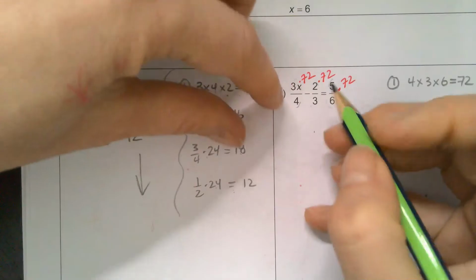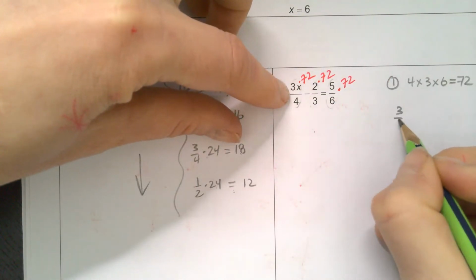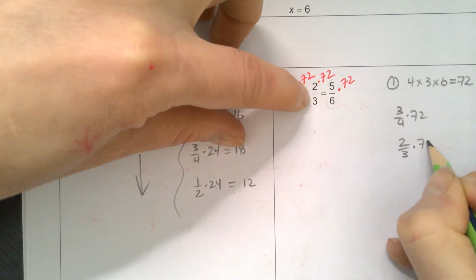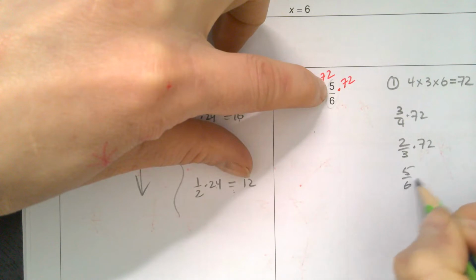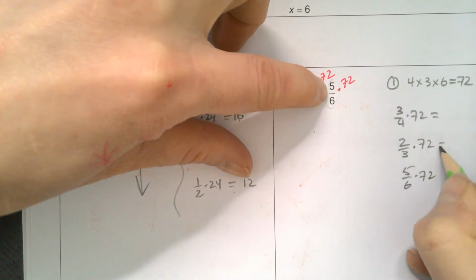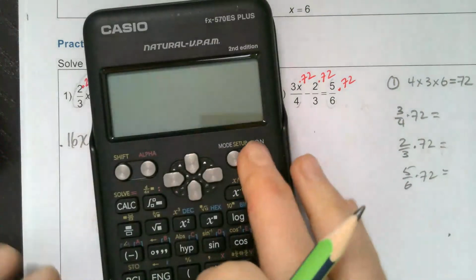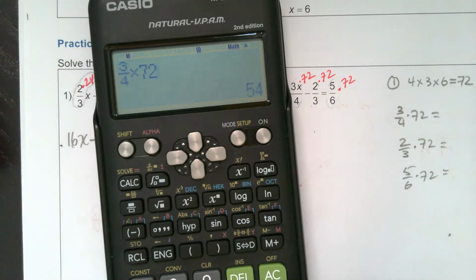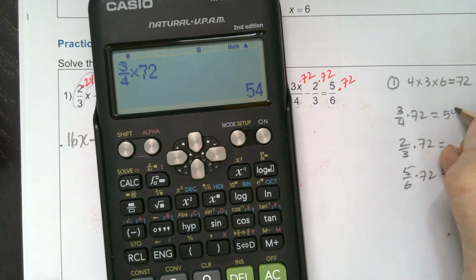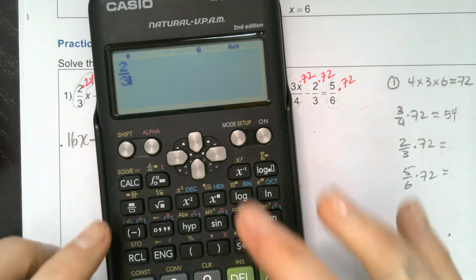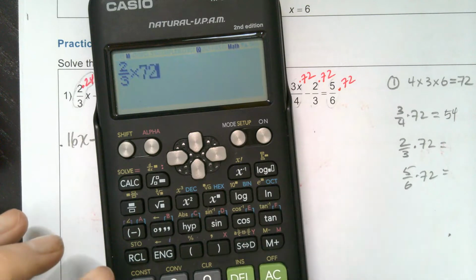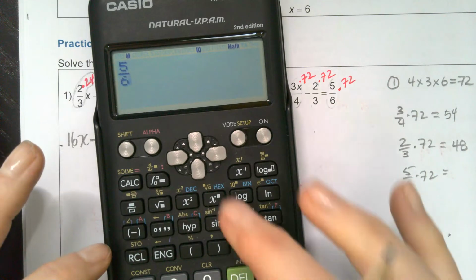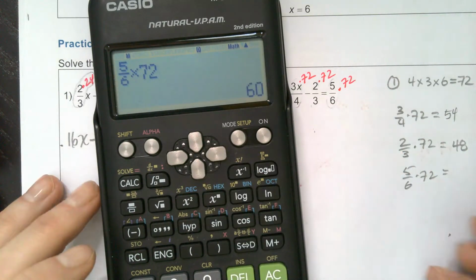There's not very much space, so I'm going to write it over here. So 3 over 4 times 72, 2 over 3 times 72, 5 over 6 times 72. So let's use our calculator. 3 over 4 times 72, 54. 2 over 3 times 72, 48. 5 over 6 times 72, 60.